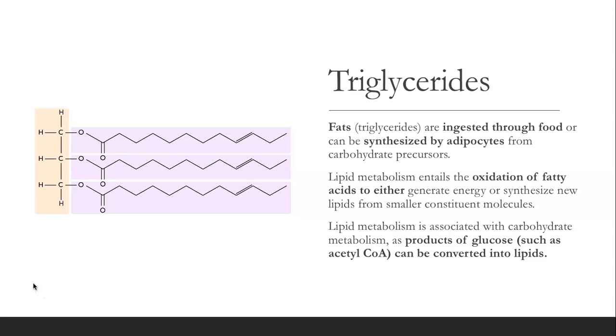The first thing we're going to talk about is what triglycerides are. So they're fats, and they're ingested through your food, or they could be synthesized from your adipocytes, which are your fat cells, from carbohydrate precursors. So you can sort of make these triglycerides from carbohydrates. Lipid metabolism entails the oxidation, which remember is loss of electrons, of fatty acids to either generate energy, like what we're going to talk about, or to synthesize new lipids from smaller constituent molecules. Lipid metabolism is associated with carbohydrate metabolism, as products of glucose, like acetyl coenzyme A, can be converted into lipids.